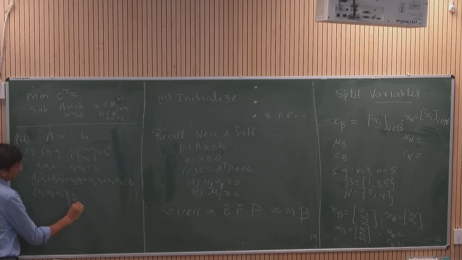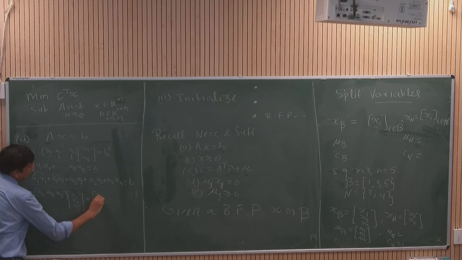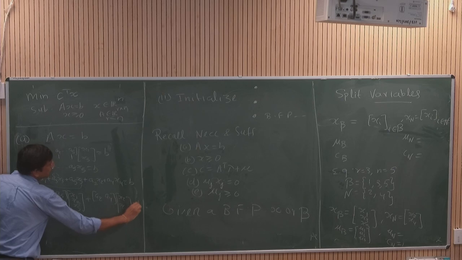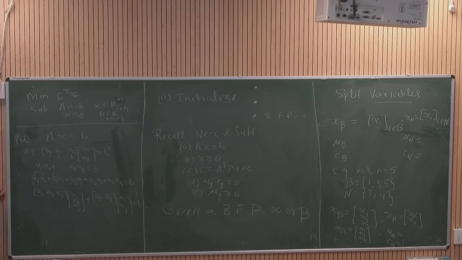Correct. I'm showing this for the first time, not showing it again. A2, A4, X2, X4. Everybody with me? Yes or no? What is this matrix?